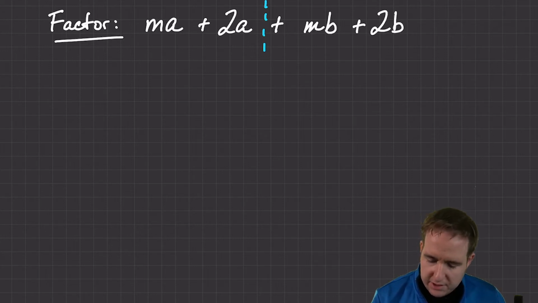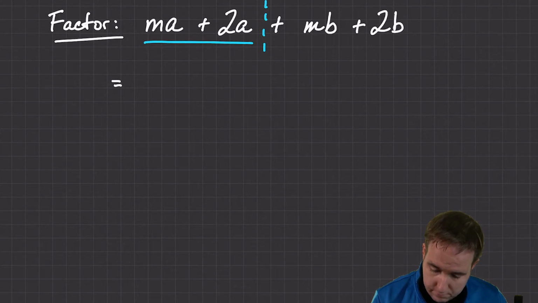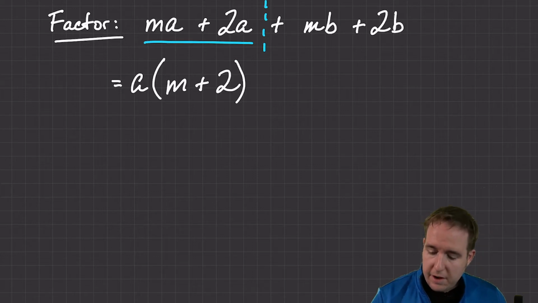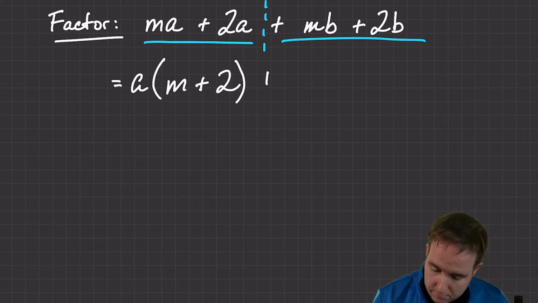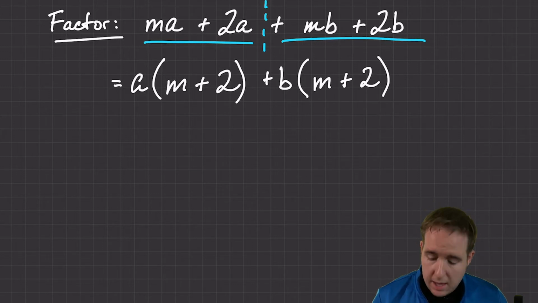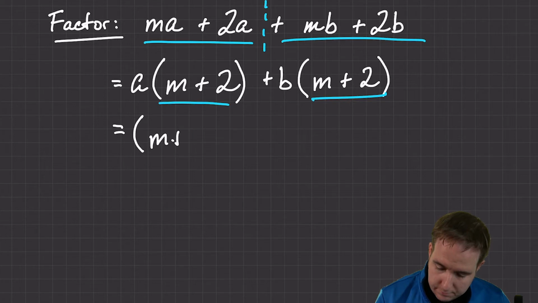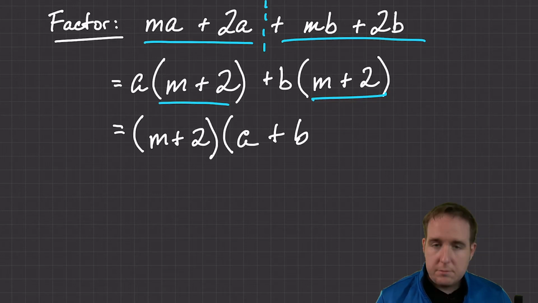If I look at just the left side, I can pull out an A. And I'm left with M plus 2. If I look at just the right side, I can pull out a B. And I'm left with M plus 2. And since both of them end with the same bracket, I can pull that out to the front. And I'm left with just reading A plus B.